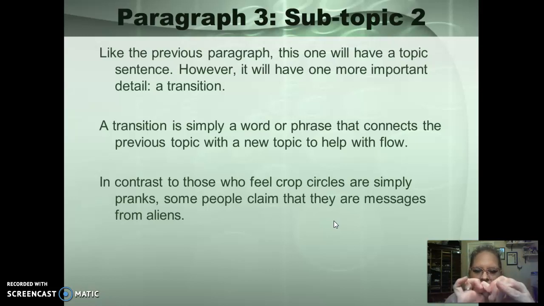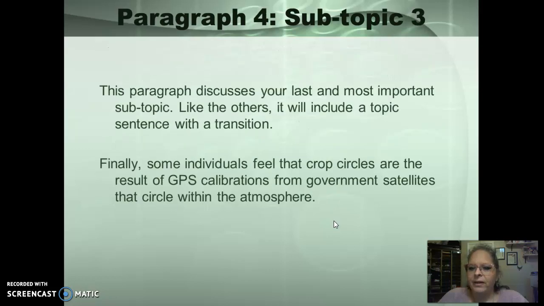for us. Transitions. So you could just say, in contrast to those who feel crop circles are simply pranks, some people claim that they are messages from aliens. Now it's connected those two topics that had nothing in common. Your next paragraph, this one can also transition, and this one's going to talk about the government satellites. So you can write, finally, some individuals feel the crop circles are the result of GPS calibrations from government satellites that circle within the atmosphere. Just the word finally is a transition.